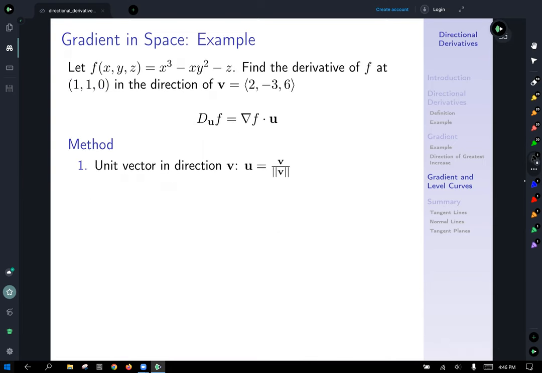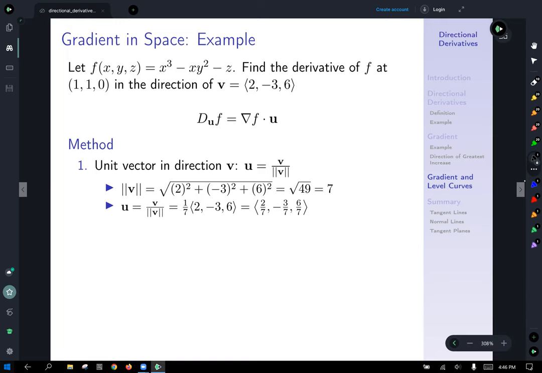If we took a function f of x, y, z is equal to x to the third minus x times y squared minus z, find the derivative of f at the point (1, 1, 0) in the direction of v = (2, -3, 6). Well, first thing we've got to do is unit-vector-length that v down. So take the magnitude of v, scale v down to the unit length. So we have our unit vector is (2/7, -3/7, 6/7).